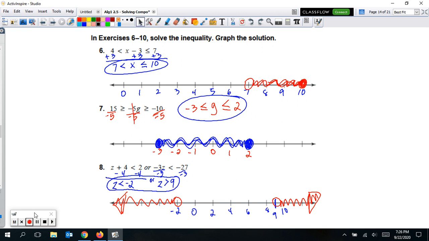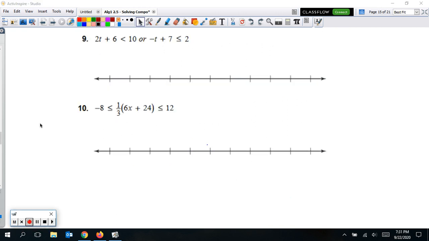Alright, let's move on to 9 and 10. These ones are going to take a little bit more time because they're multi-step inequalities to solve. They're not solved in one single step like the ones we just saw. So here's the one with the word OR, so it has two separate inequalities. When we eventually get down to the shading part, it should be shaded in opposite directions.